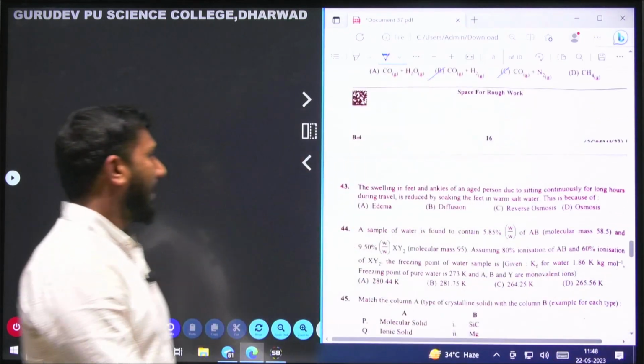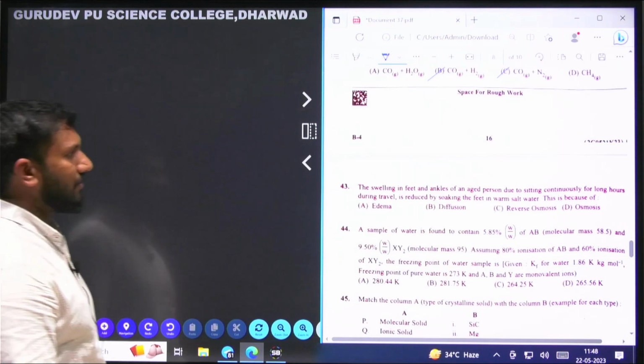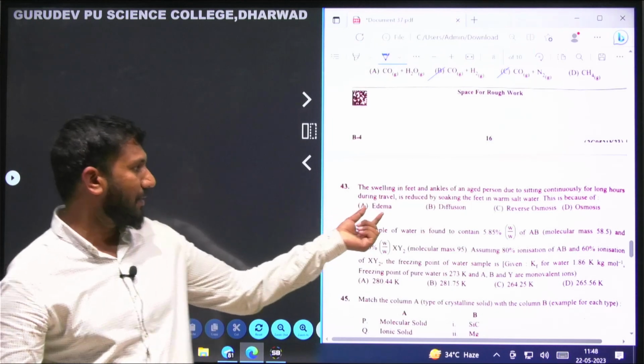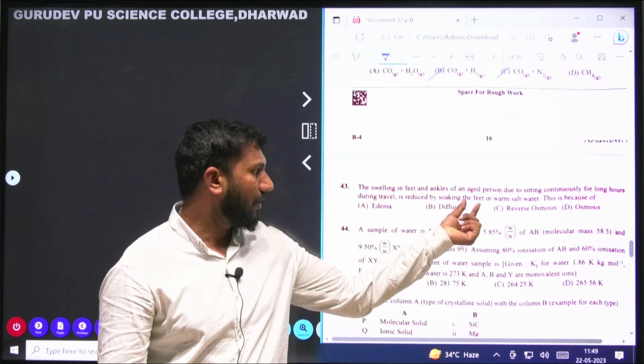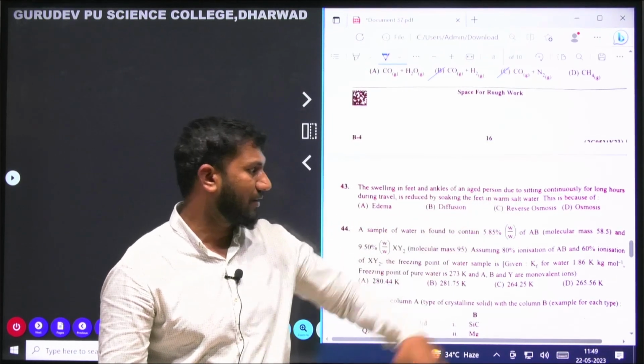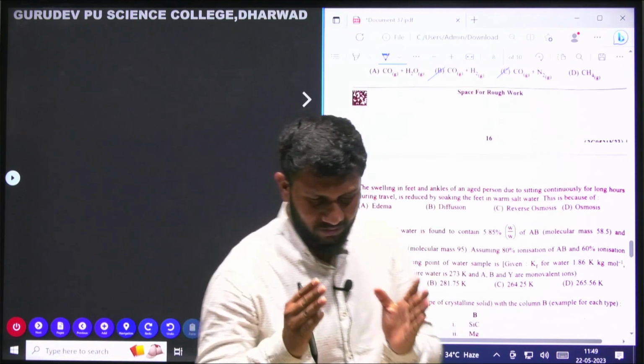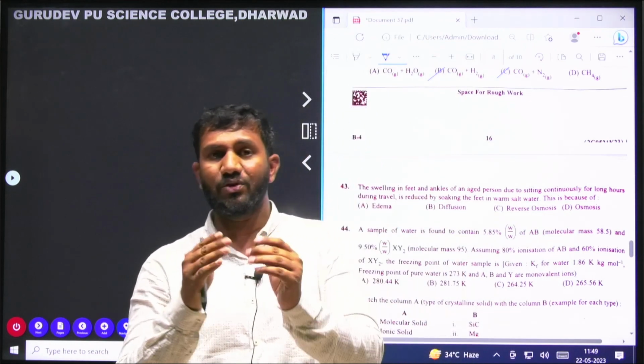A swelling in the feet and ankles of an aged person, due to sitting continuously for long hours during travel, is reduced by soaking the feet in warm salt water. This is because... So simple.